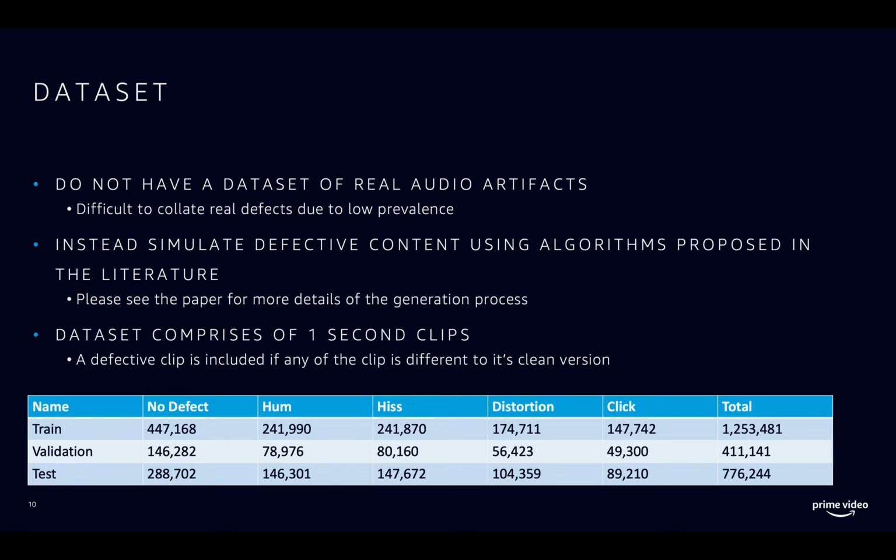Now we move on to discuss the dataset we use to develop and validate the model. It is important to note that the dataset is not comprised of real audio artifacts. Audio artifacts are rare in Prime Video content. Therefore, it would be challenging to collate a dataset of real audio artifacts large enough to train a deep neural network. Instead, we simulate each of the defects using algorithms proposed in the literature.